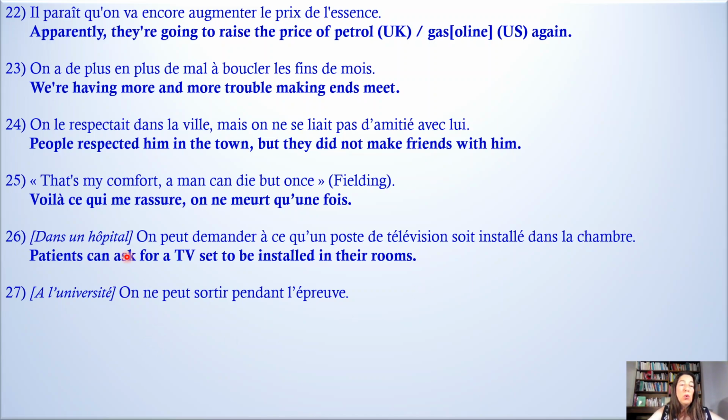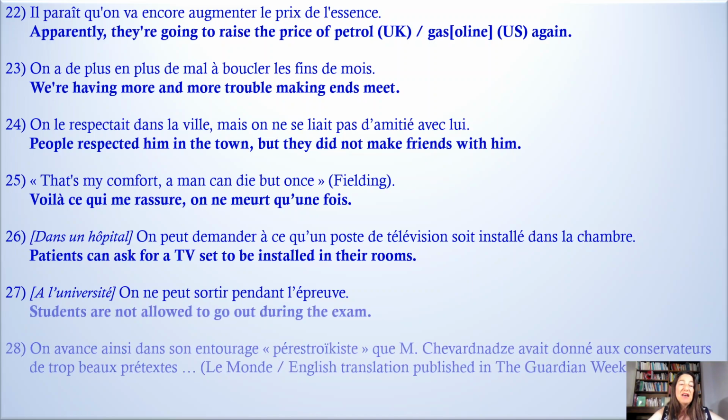How about the next one? On ne peut sortir pendant l'épreuve. Who's that on at university? Well, obviously, it refers to the students. Therefore, students are not allowed to go out during the exam. So as you can see, the analysis of the context can lead us to use a number of different nouns because they refer to the same reality as on in the source text.